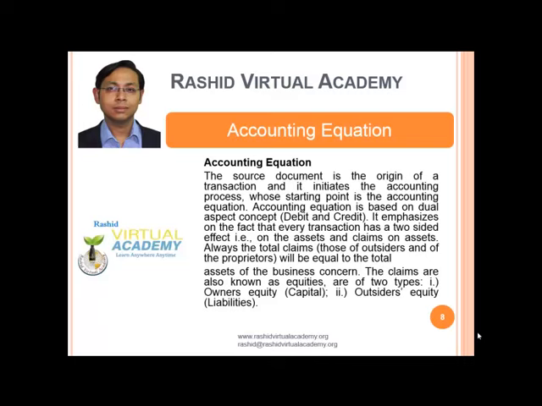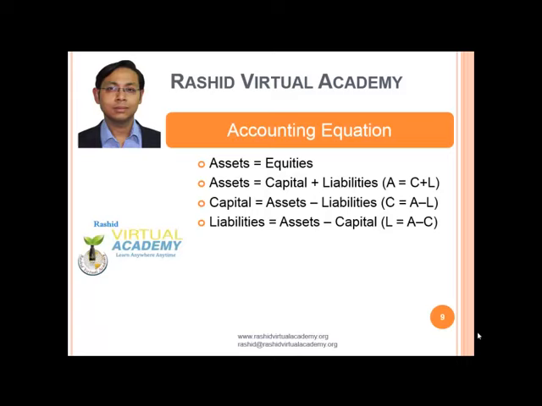So you can say assets, the properties of the company, are always equal to the outsiders' claim and the owner's claim. On the basis of this, you can make the formulas: assets equal equities, or assets equal capital plus liabilities, or capital equals assets minus liabilities, and the last, liabilities equal assets minus capital.